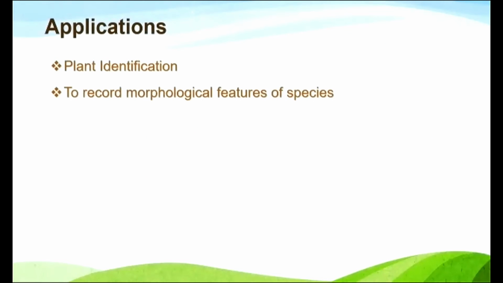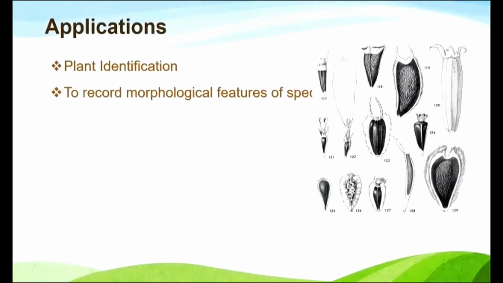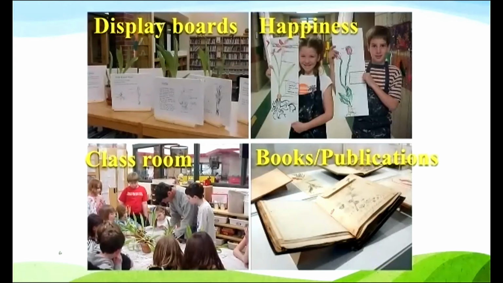Then let's see what the applications of botanical illustration are. First, as I always say, during identification we need this type of illustration, and also to record morphological features. Another thing: if a plant species has already become extinct from its habitat, but the illustration is here, we have a very good record to show that it was here in our habitats. So we can use it during preservation and species conservation. In addition, we can use it in display boards, as a hobby, and in classroom activities, especially in schools as well as universities.